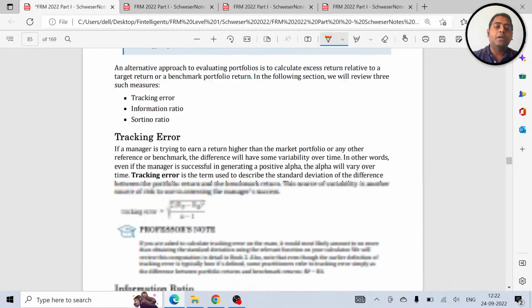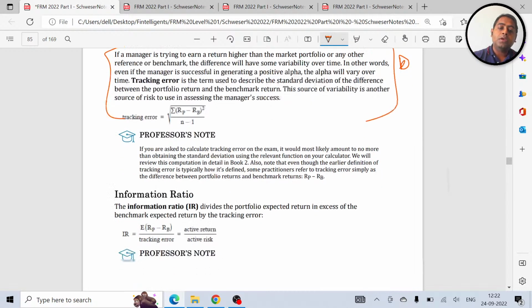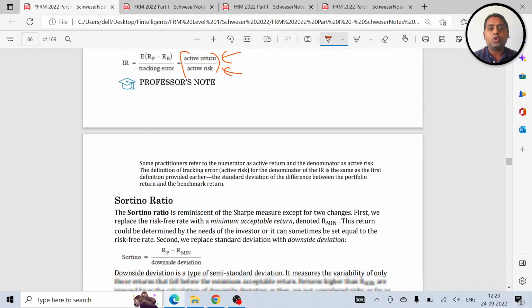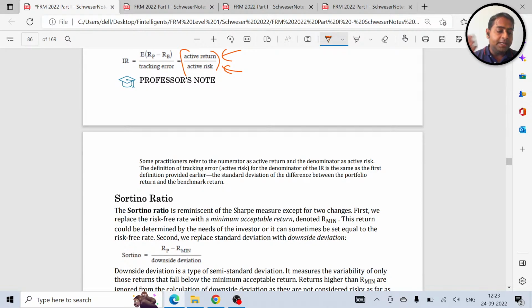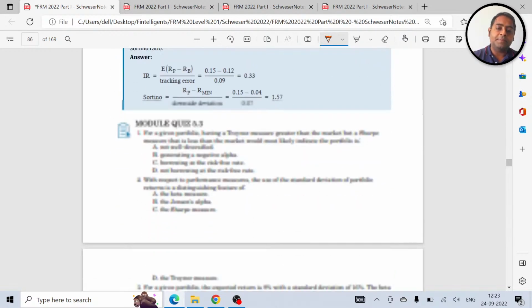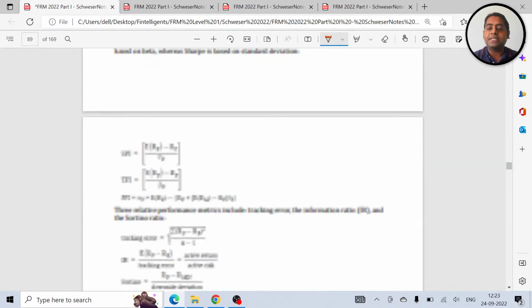Tracking error as a concept is important. Not the calculation, they don't ask you the calculation part, only the understanding part, what exactly tracking error is telling you. And information ratio, the active return divided by active risk, that is important. Sortino I've not heard being tested heavily, so definitely you can read it, but not so heavy from the exam perspective. We are moving towards the next chapter, which is the arbitrage pricing theory.